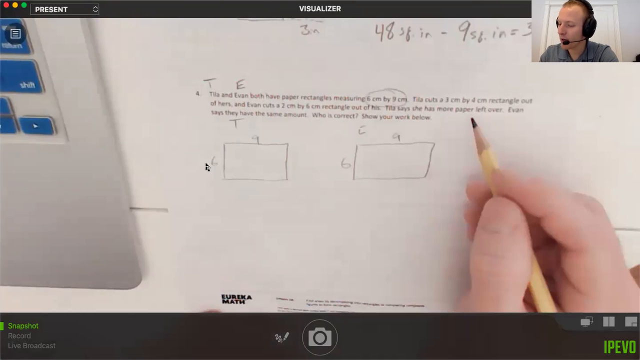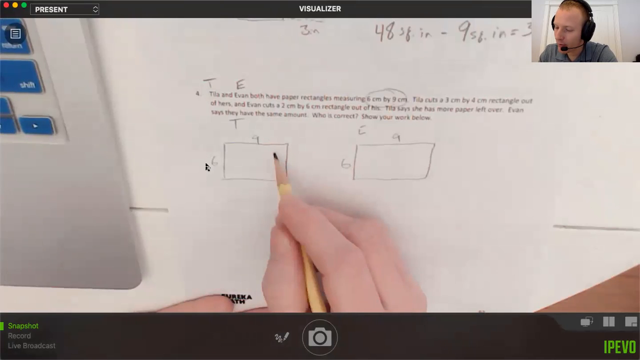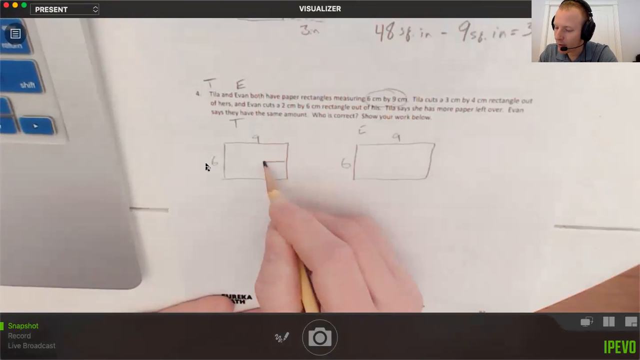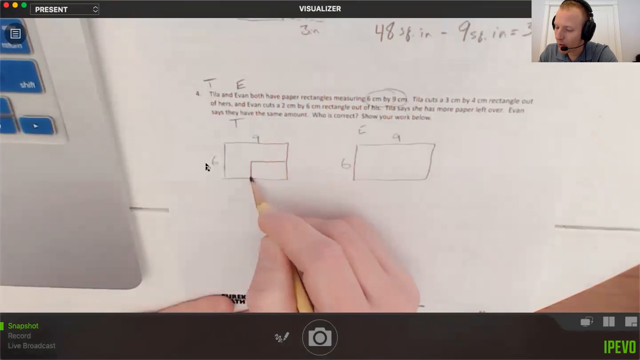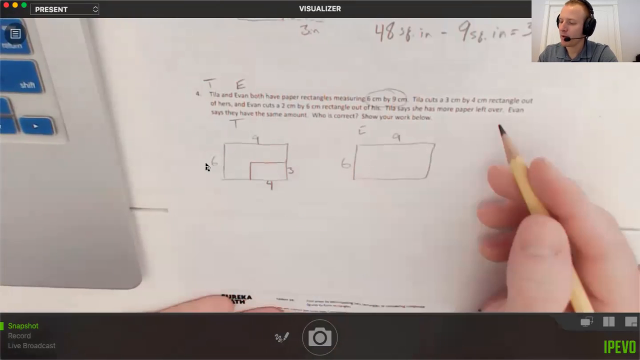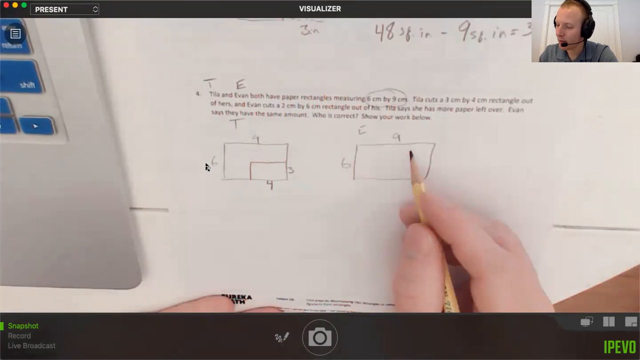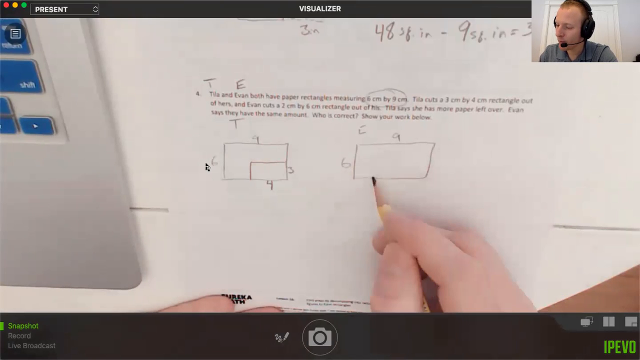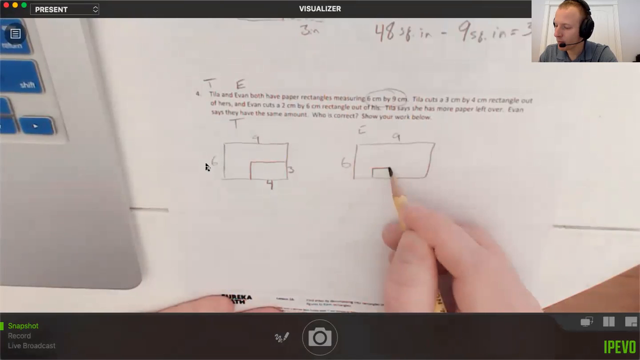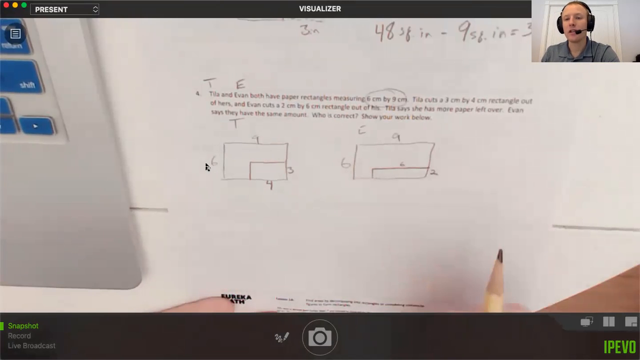T cuts out a 3 by 4 rectangle, so she cuts out a, let's see, 3 by 4, so 3 by 4. And Evan cuts out a 2 by 6, so a 6 and 2. Okay. So T says she has more paper left over. E says they have the same amount. Who's correct? Show your work.